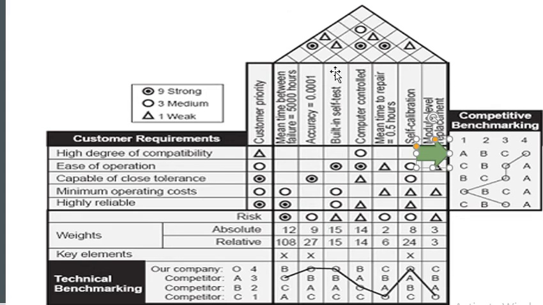It means that there is no relationship. For example, if you take this computer controlled and the first one, maybe mean time to repair and mean time between these two things. If you see here, there is no relationship given. There is no relationship here, there is no relationship here. It means that these three factors do not have any influence on the first factor. We can include values only when there is a relationship between those two functional attributes. So this is all about the important parts of the house of quality diagram.